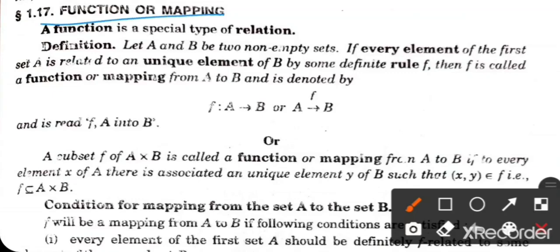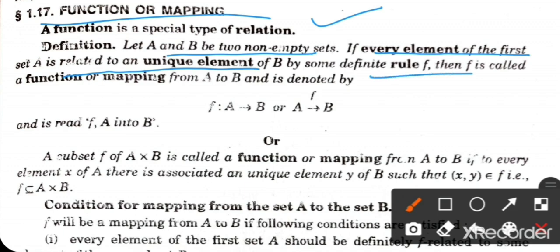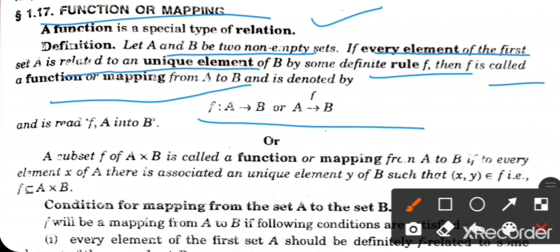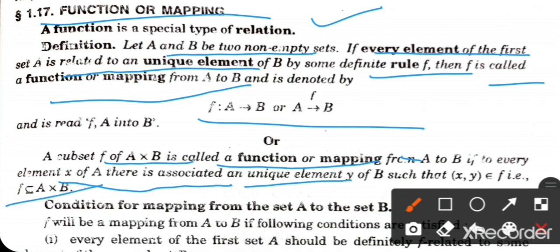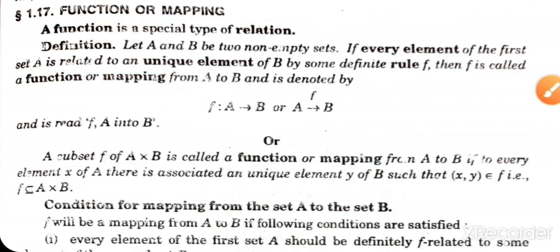Function or mapping. A function is a special type of relation. Let A and B be two non-empty sets. Every element of the first set is related with a unique element of set B by a definite rule. Then that rule F is called a function or mapping, denoted by this symbol. A subset F of A cross B is called a function or mapping if every element of A is associated with a unique element of B, that is to say F is a subset of A cross B.